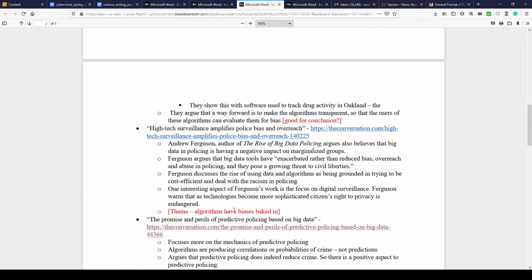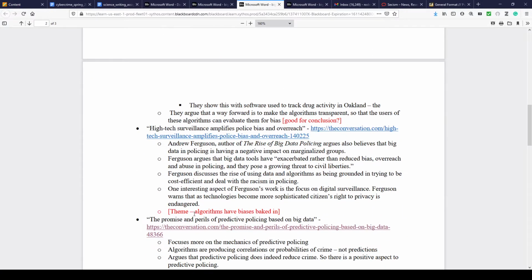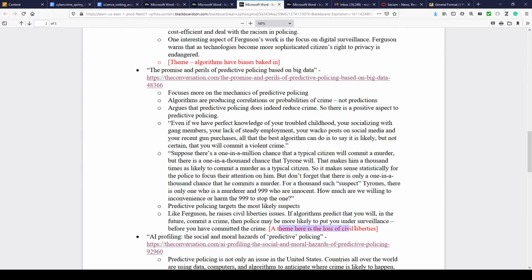This person here is sort of reiterating what that person said. So at that point I said, okay, algorithms have bias. That's a theme. That's something I got to talk about, right? This person, again, a theme, loss of civil liberties. You're doing this for 2 reasons. You need to justify why you are even including this article, right? Like, why even talk about it, right?